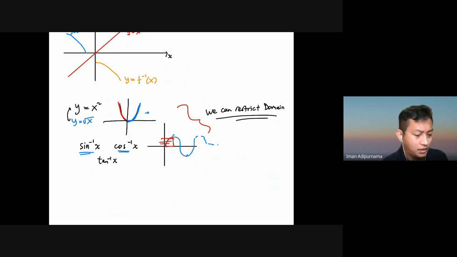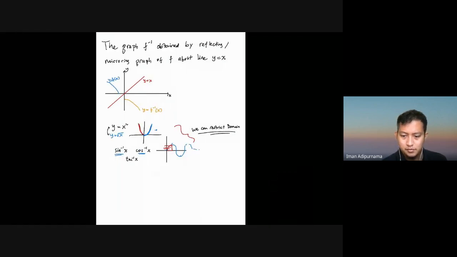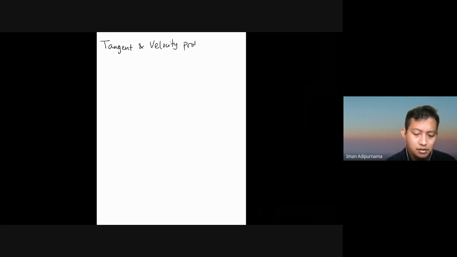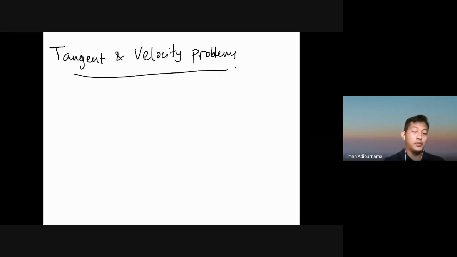Okay. Now we can move on. I think we can go to limit and derivative. So first is the tangent and velocity problem. Okay, so we have a tangent and velocity problem. That's the title, the very beginning of limit. Okay, so before we learn what limit is, let me tell you about the tangent first.